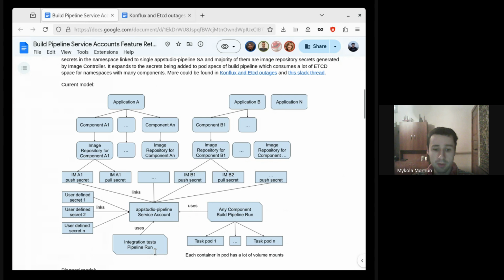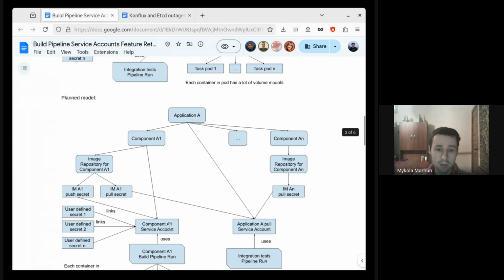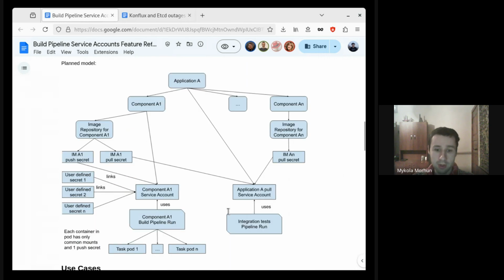Another problem that we want to solve is that integration test pipelines still use the App Studio Pipeline service account, and they use push secrets, despite the fact that they don't need push credentials, only pull credentials. So this is a draft of an implementation of an idea which I would like to discuss and get some feedback.